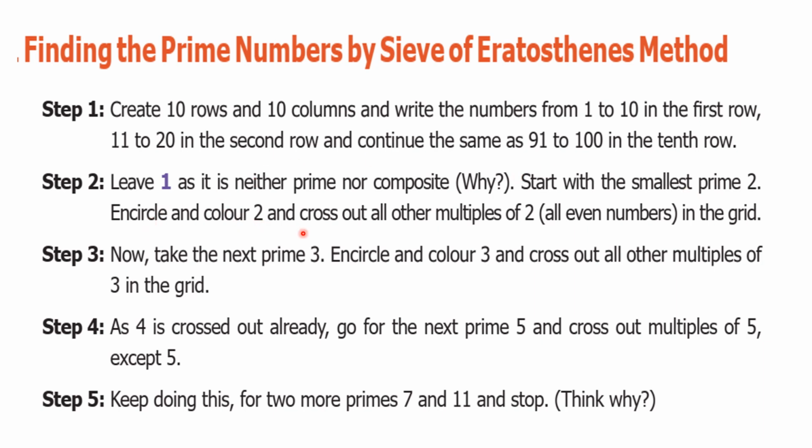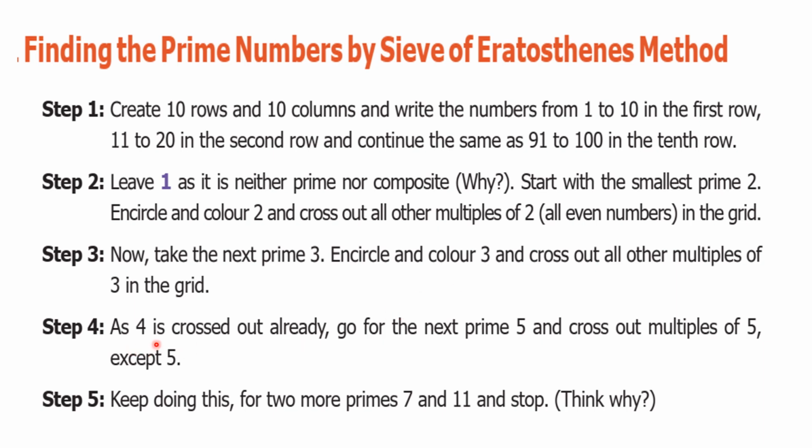Encircle and color 2 and cross out all other multiples of 2, all even numbers in the grid. Third step, now take the next prime 3, encircle and color 3 and cross out all other multiples of 3 in the grid. So color 3 and cross out all other multiples of 3.